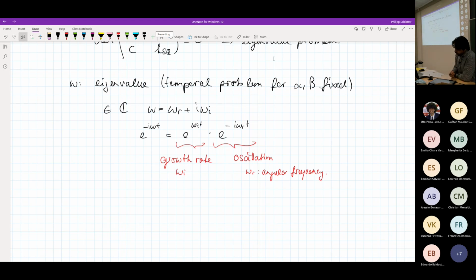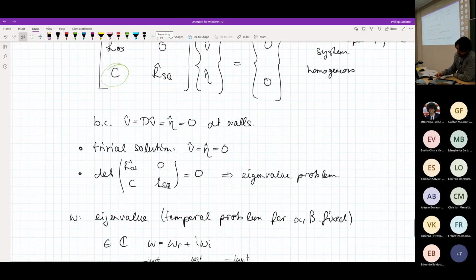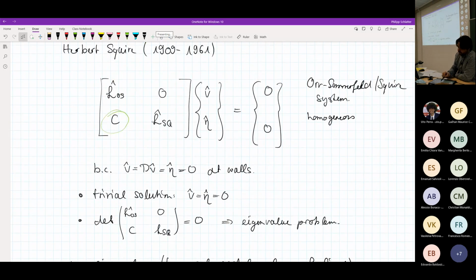So what's the way of now calculating something? Well, we have this system here for V and eta with two operators, LOS and LSQ, so the Squire and the Orr-Sommerfeld operator, which essentially we need to solve an eigenvalue problem for.